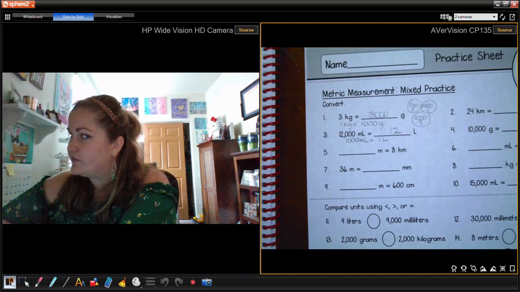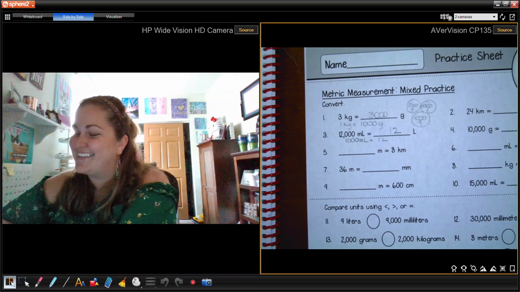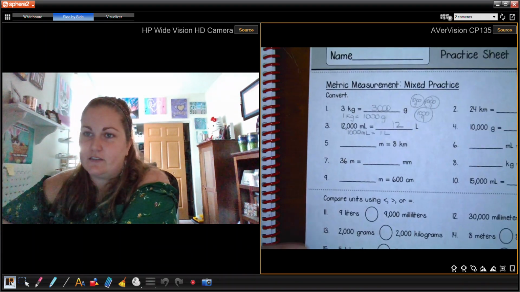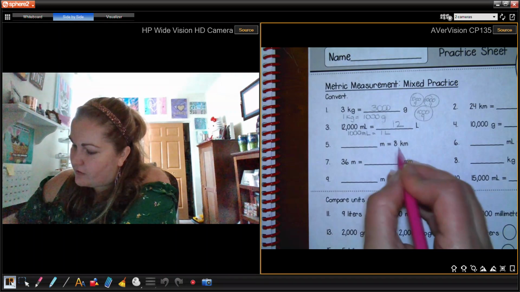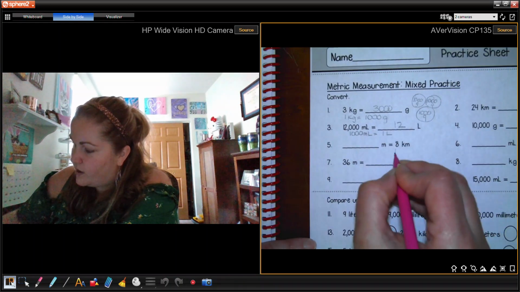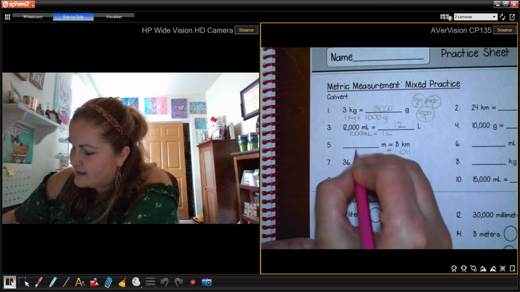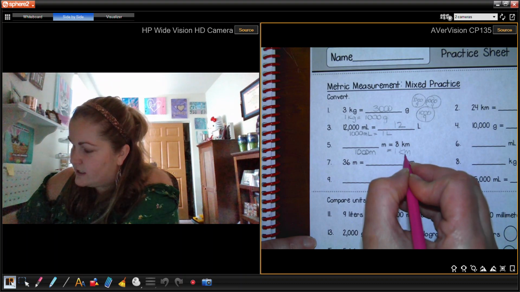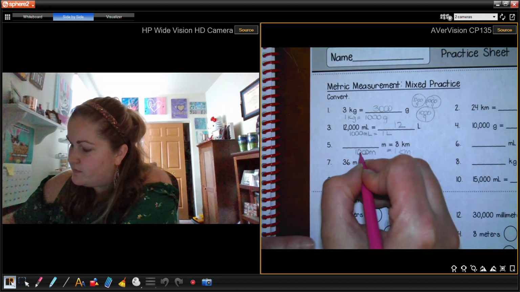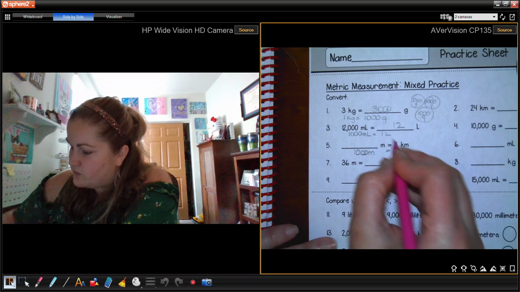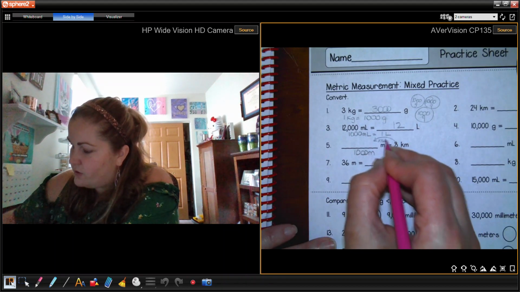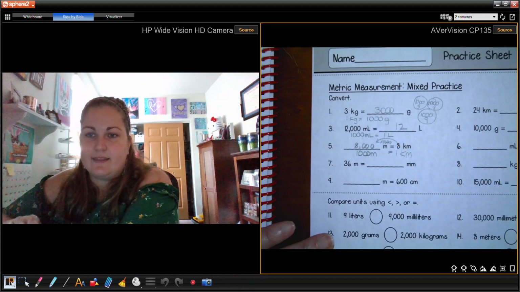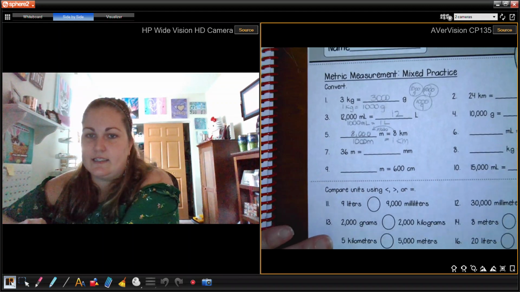Okay, number 5. I'm checking myself out, sorry. Number 5, I'm converting 8 kilometers to meters. And so I go to my reference sheet. For every 1 kilometer, it's 1,000 meters. So here I'm converting from a larger unit, kilometers, to a smaller unit, meters. I'm going to have more of them. So I can just multiply by 1,000, or I could count by 1,000, and that would get me up to 8,000.